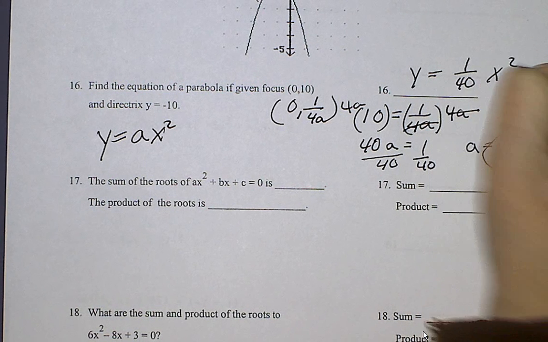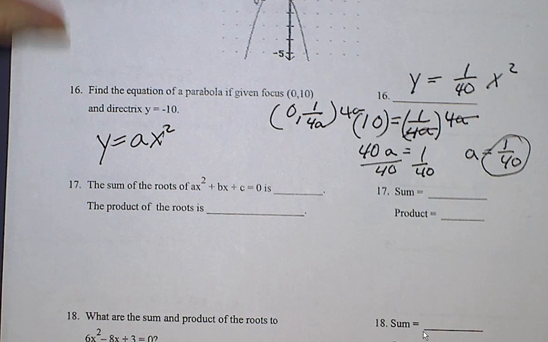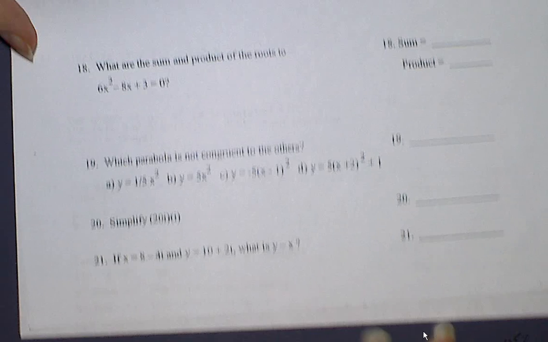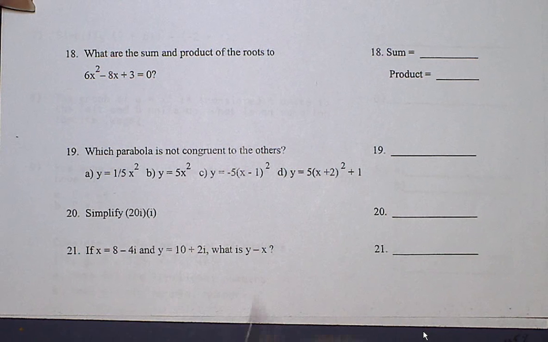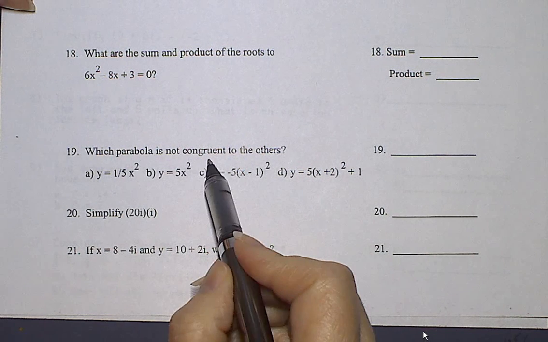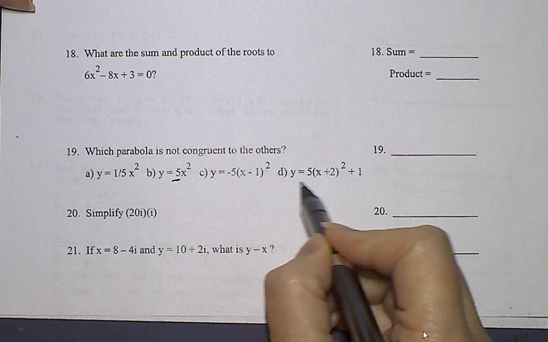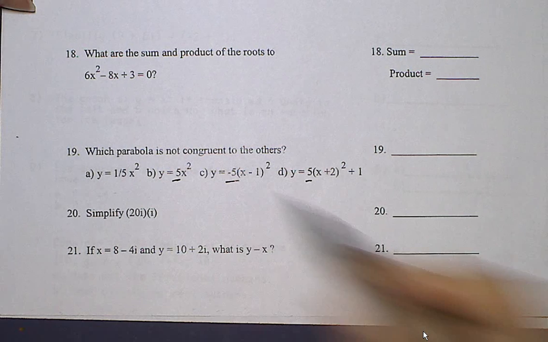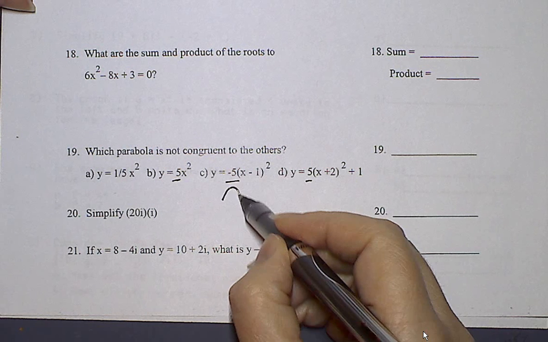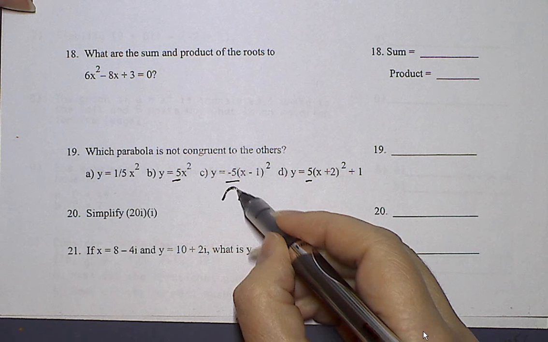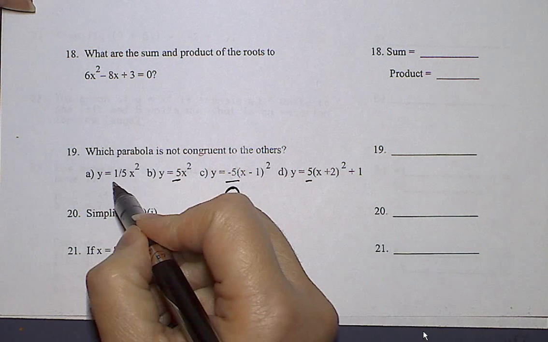I also told you guys could skip 17 and 18, so I'm skipping those at this time and talking about these last few problems. Number 19, congruent. A parabola is congruent as long as you have the same number. 5 is the same number as 5, and actually is the same in a parabola as negative 5, because this negative only tells us that it opens down. But it's the same shape, and this just moves it from right to left. But 1/5 is not congruent, so that is our answer.